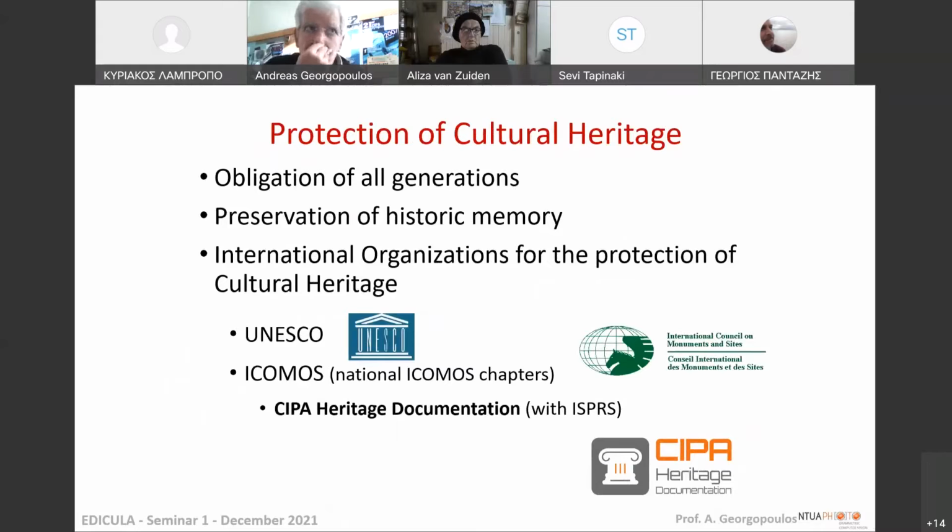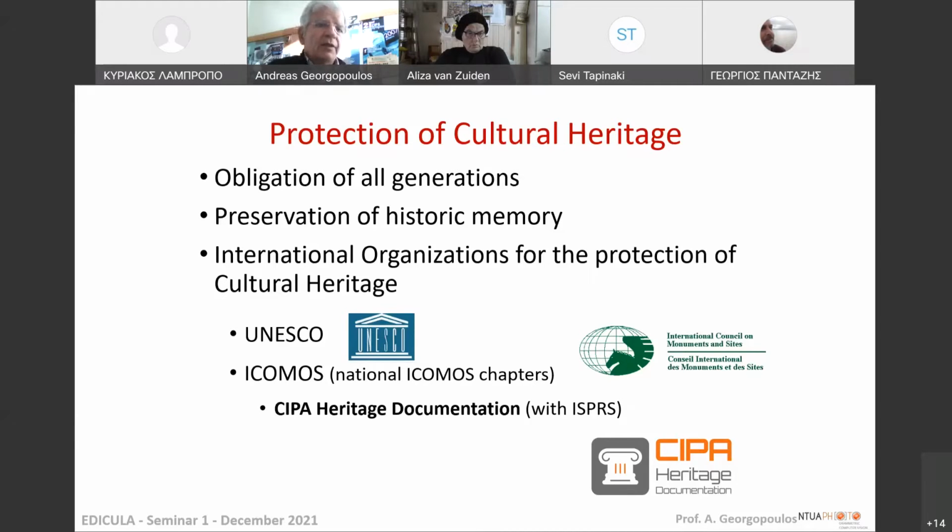Now, for the protection of cultural heritage, which is an obligation of all generations in order to preserve historic memory and, let's say, give the cultural heritage in a better state to the next generations, there are some international organizations. Foremost is UNESCO, of course, and UNESCO has formed ICOMOS, the International Council of Monuments and Sites. And one of the scientific committees of ICOMOS is SIPA.